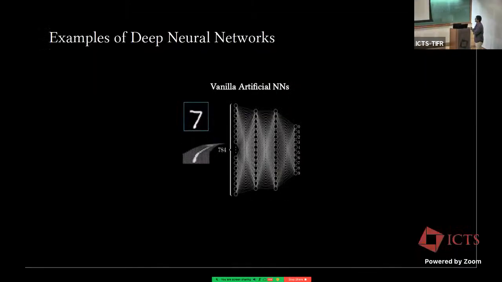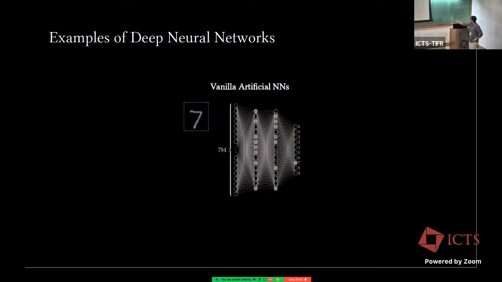But here's an example of a deep neural net that performs handwriting recognition. Can you all see this? Sorry, it's a bit blurred. This animation here is showing what a vanilla artificial neural net does. You have an image, you transform it somehow into a vector. We'll see this in the next set of lectures. You transform it into a vector, and then you pass it through this deep neural net.